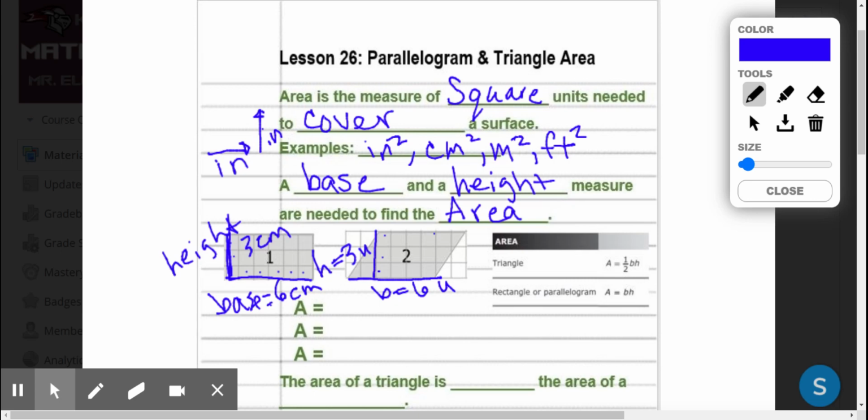Now, if we don't know the units, then we just say U. H equals 3U, 3 units high, and B equals 6 units wide. So now we're going to identify the shapes here. We have rectangles and parallelograms. And those have the same formula, and we're going to use that formula: base times height. And we're going to substitute.